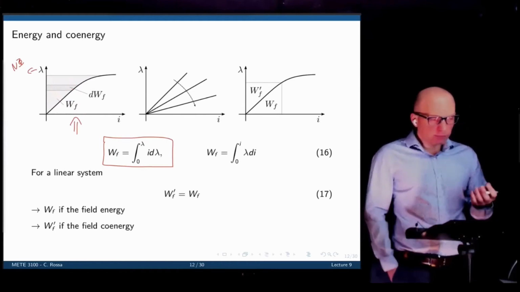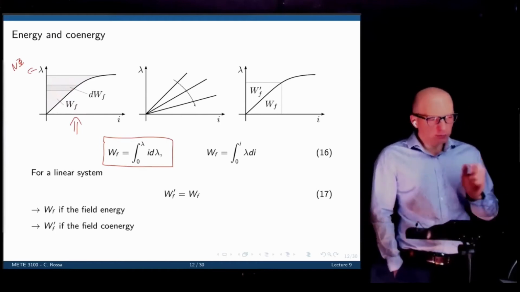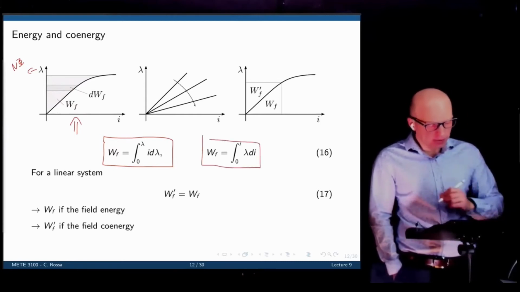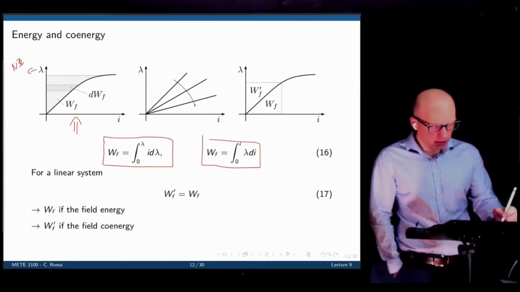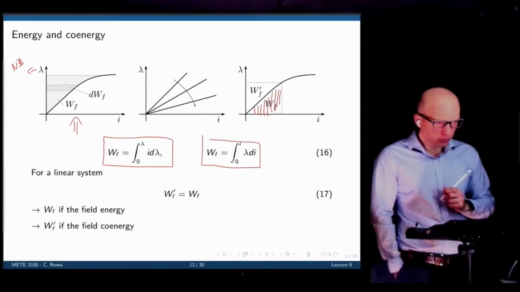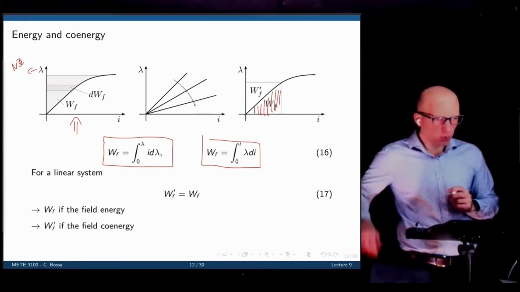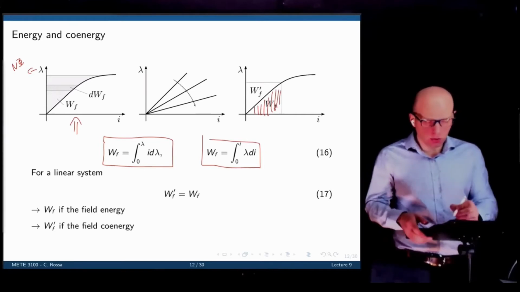And you can also define what you call the co-energy. We just flip the equation around. We now do the integral of lambda di. We'll take the other side of the integral, the other side of the curve. So one side is the energy, the other side is the co-energy.